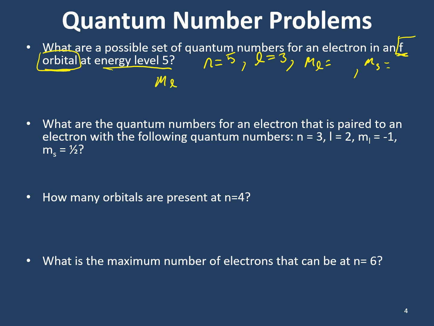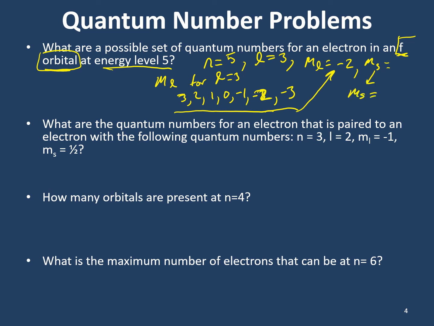But ml, if we think about it for L of 3, can be 3, 2, 1, 0, -1, or -3. So if you pick any one of these values, sorry, I missed one, -2, -3, any one of these 7 values, you could put right there. So I'm just going to pick -2. It could have been 3, 2, 1, 0, -1, -2, -3. Any one would be acceptable. Our MS value is always going to be either equal to -1/2 or +1/2. And in most cases, it doesn't matter which one we choose. I'm just going to put -1/2 just for fun. And so this would be a possible set. Technically, it could be any one of those ML values, or either one of the MS values would be a possible set of quantum numbers for this electron.